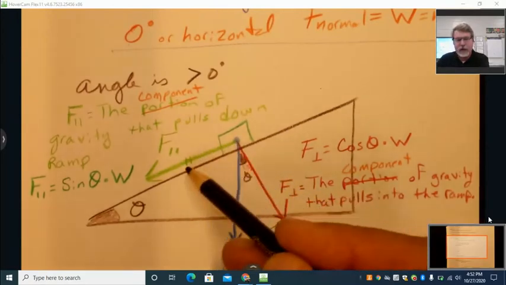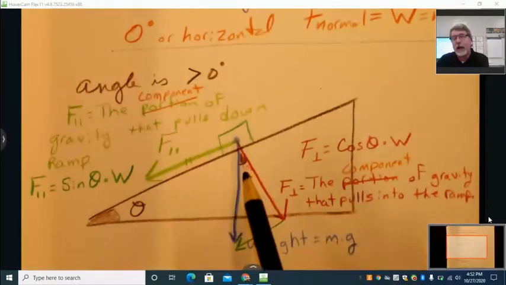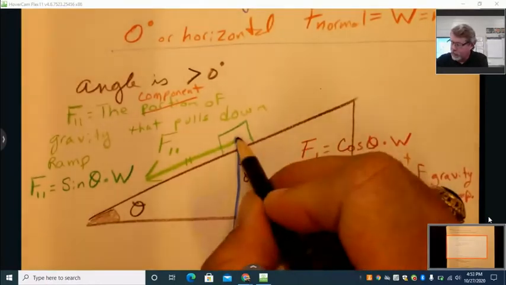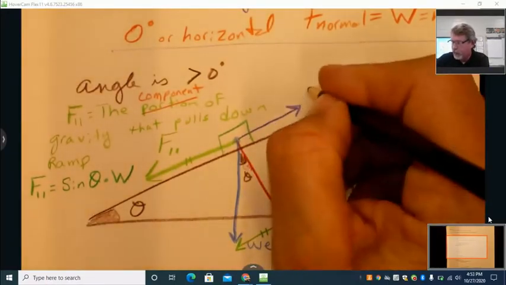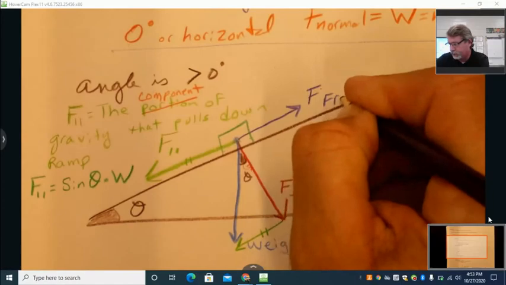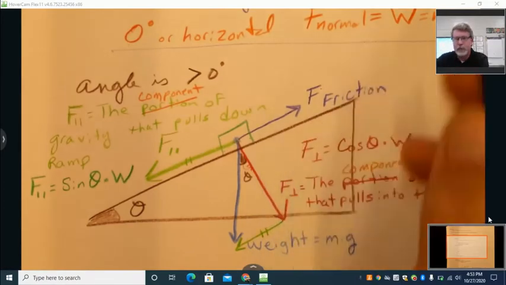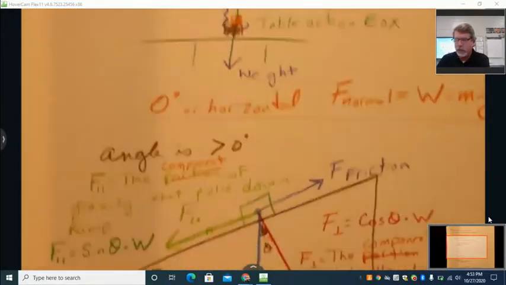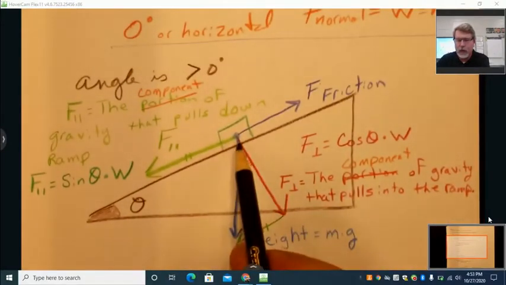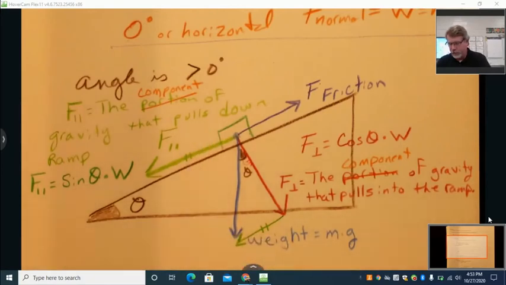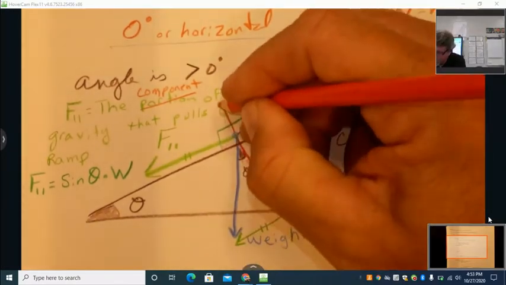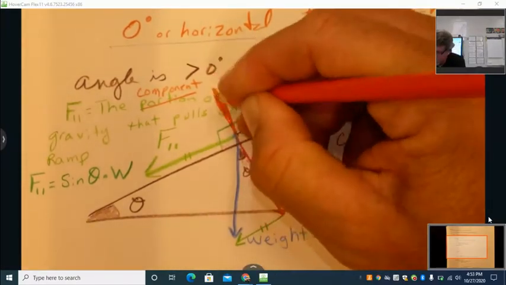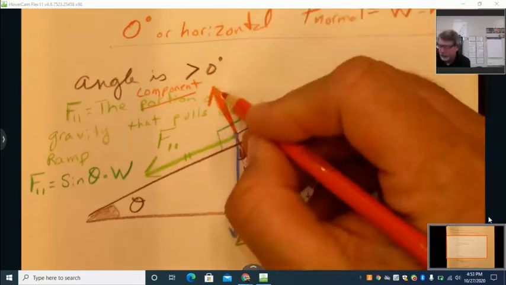If the box is sliding down the ramp, there's another force acting against that, and that force is called, that's right, force of friction. But remember, we started all of this talking about force normal. So how much force does the ramp push on the box with? That is our very important force that we're trying to look at right now, and that is force normal. So force normal is right here, okay?